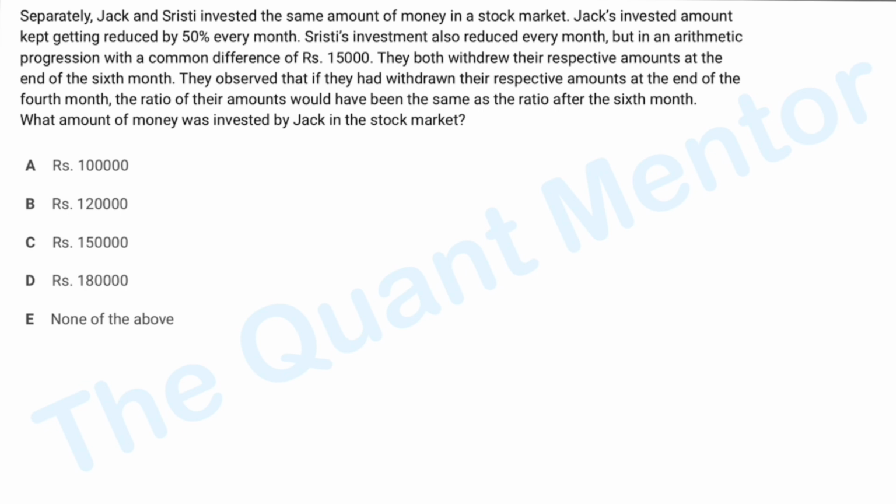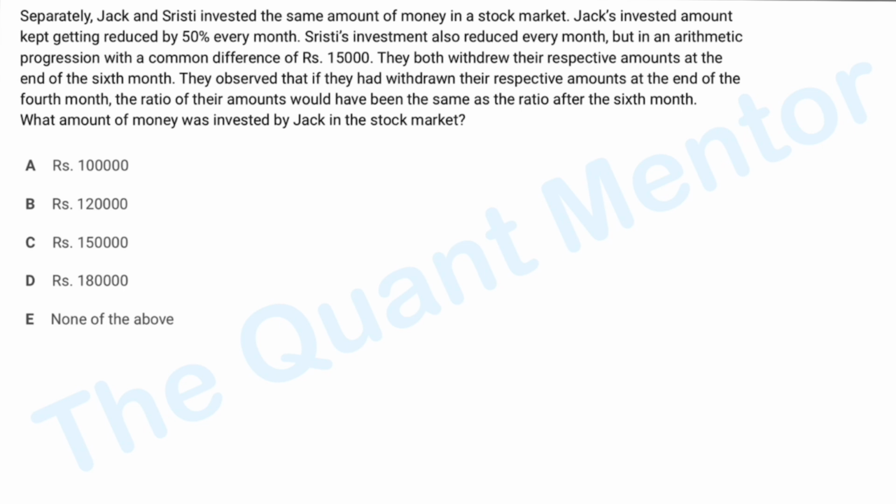They observed that if they had withdrawn their respective amounts at the end of the 4th month, the ratio of their amounts would have been the same as the ratio after the 6th month. What amount of money was invested by Jack in the stock market? Basically, both of them. What was the amount invested in the stock market in the beginning?